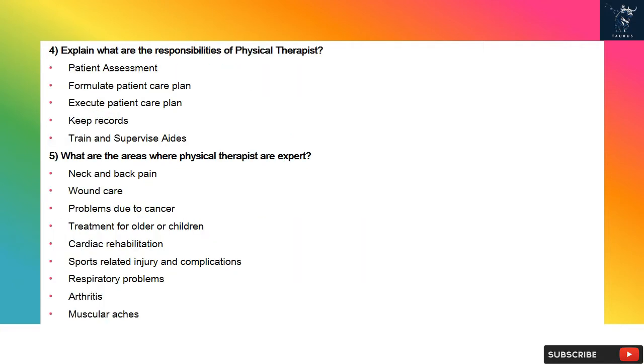4. Explain what are the responsibilities of a physical therapist. Patient assessment, formulate patient care plan, execute patient care plan, keep records, train and supervise aides. 5. What are the areas where physical therapists are expert? Neck and back pain, wound care problems due to cancer, treatment for older people or children, cardiac rehabilitation, sports-related injury and complications, respiratory problems, arthritis, muscular aches.